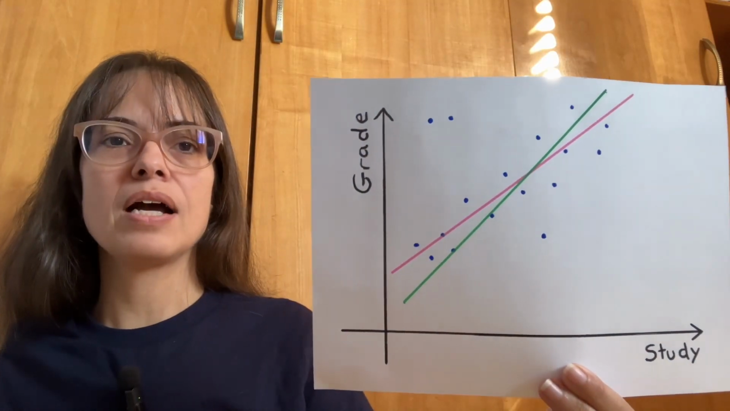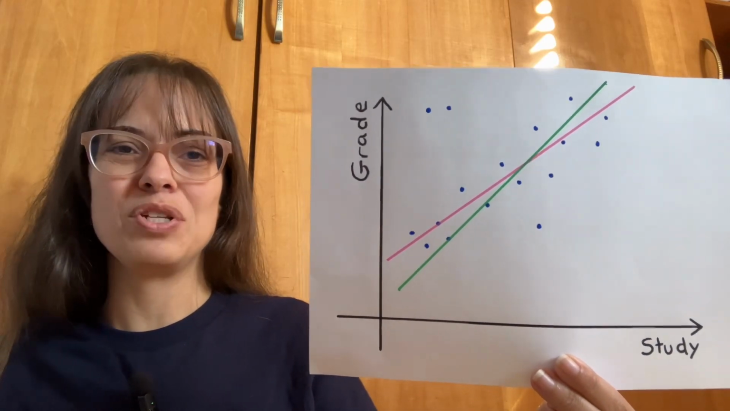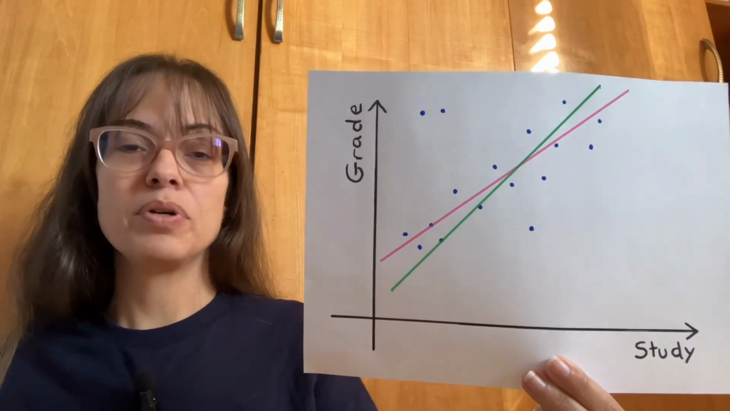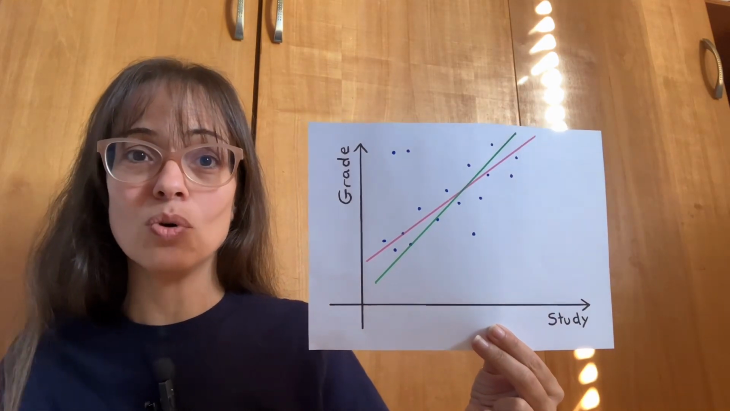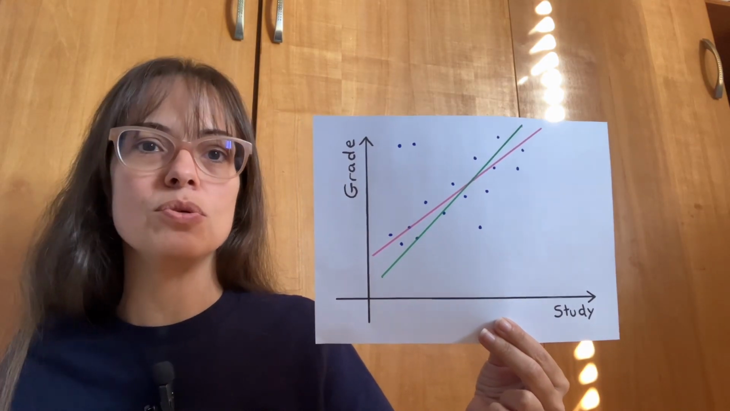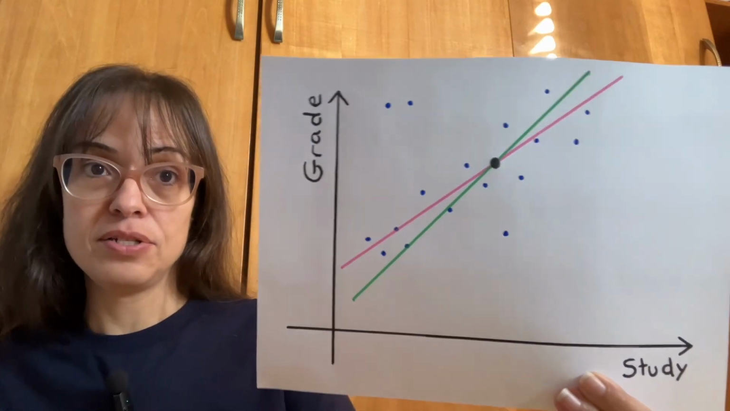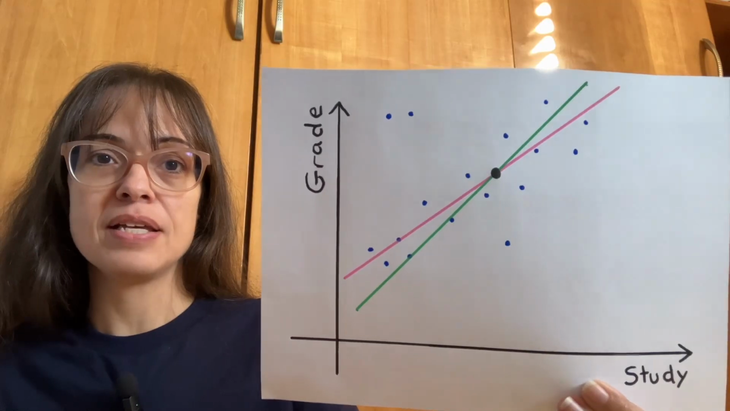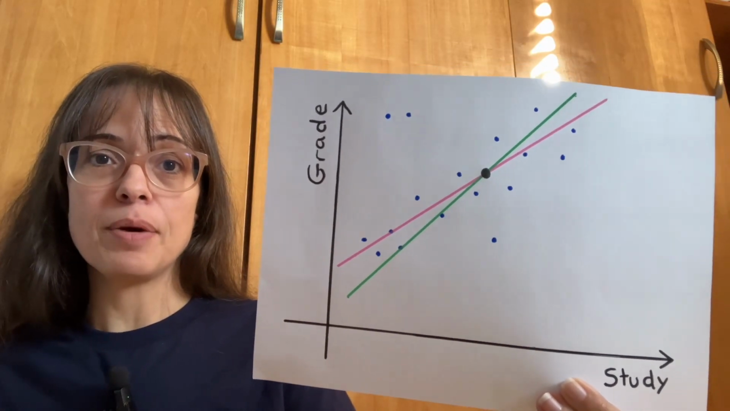Both of them look kind of good with the points, right? Visually, you don't have much of a reason to prefer one over the other, but the calculator knows how to calculate distinctively one or the other, depending on what you ask it to do. There is a point here that I've marked in black. It is the intersection point between the two lines, and it must be an interesting point, right? Let's think about that point.